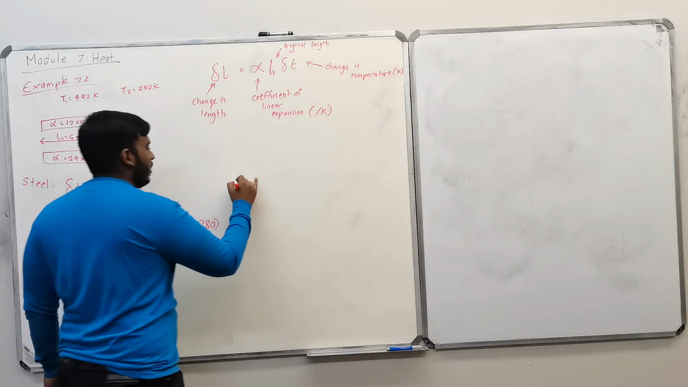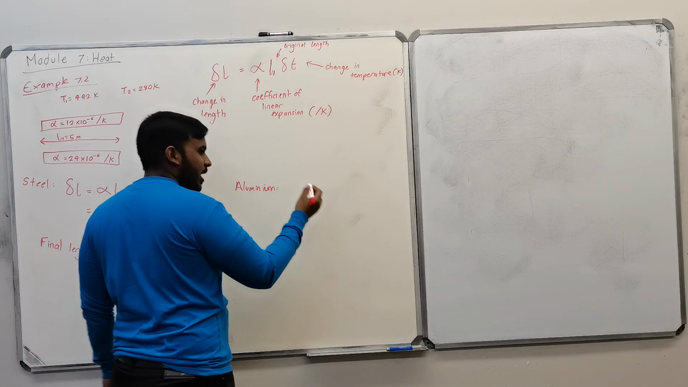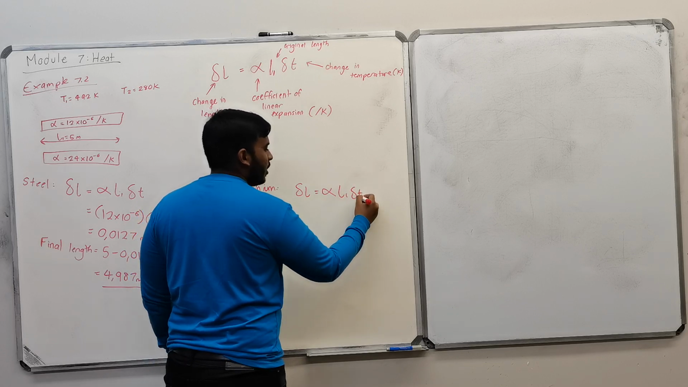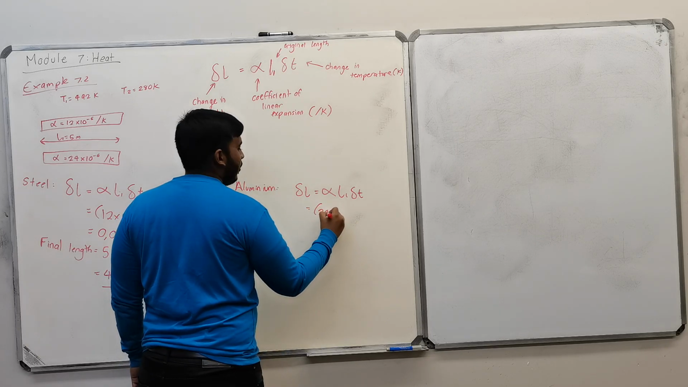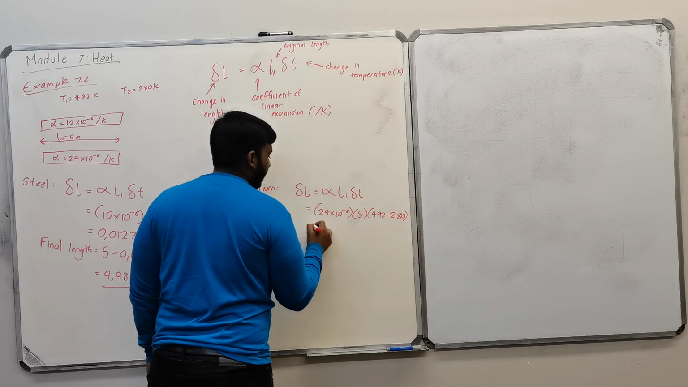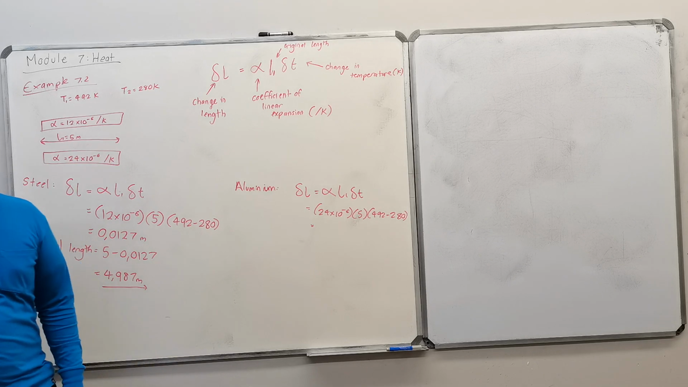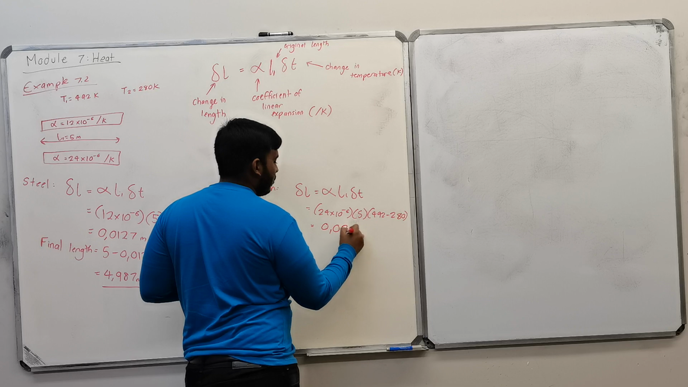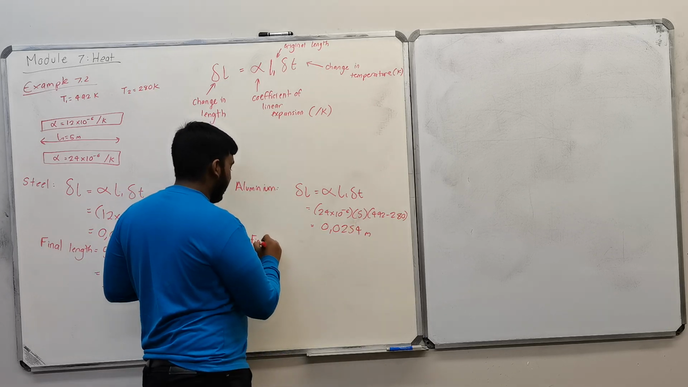Mm-hmm. Okay, now let's do it for aluminium, right? Same thing that we did there. We're going to say your change in length is equal to your coefficient of linear expansion times your original length times the change in temperature. This would be 24 times 10 to the minus 6 times 5 times 492 minus 280, which is 0.0254 meters.